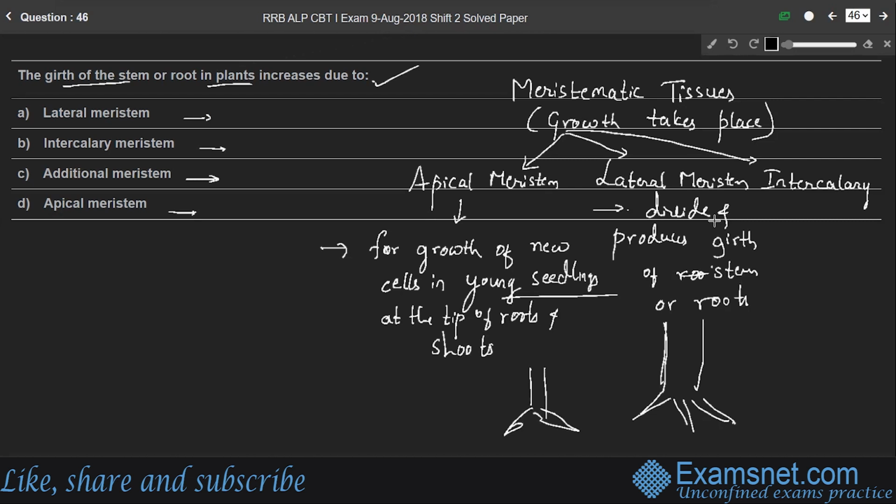Whereas intercalary meristem is located at the base of the internode and is capable of cell division, which causes rapid growth of monocots. So here the question is based on the girth of stem or roots in plants, which increases due to lateral meristem. So option A is the right answer.